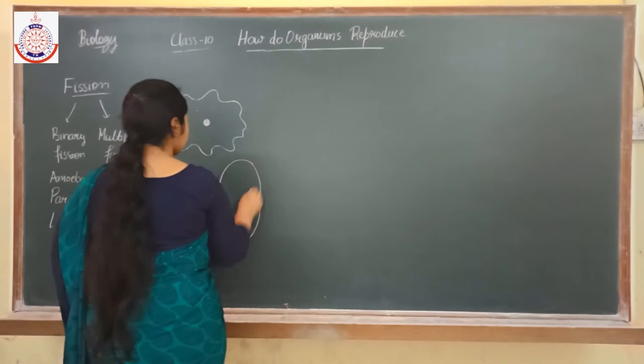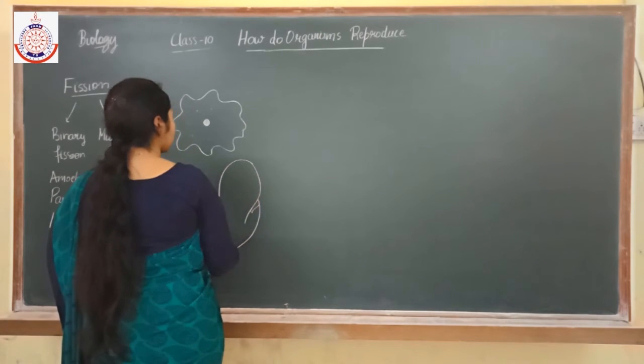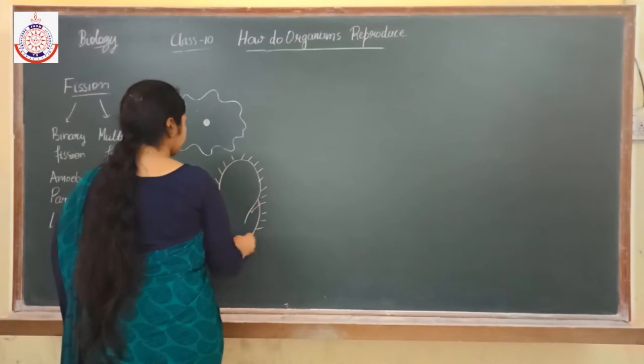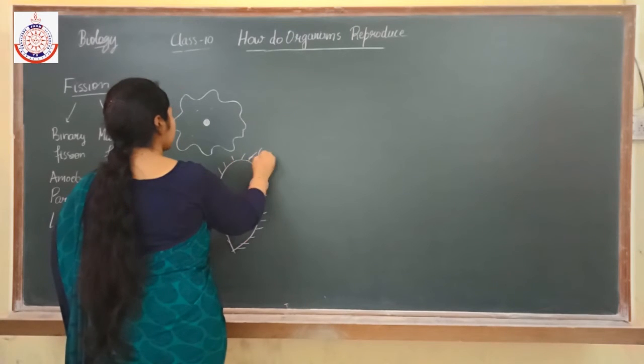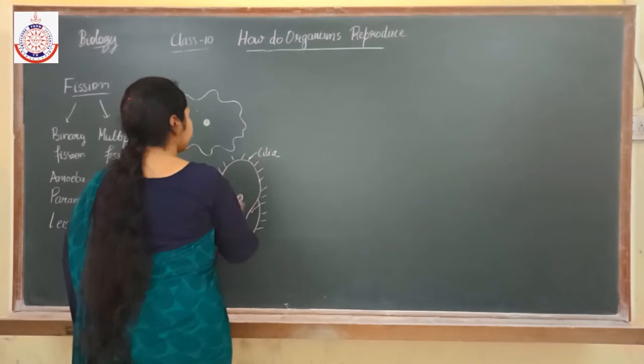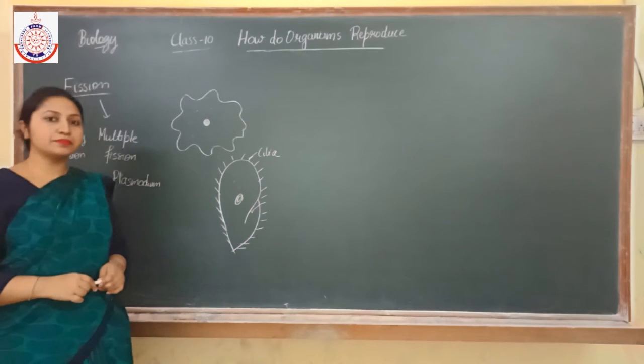Like this. And this is the mouth here, having the cilia over it. This is having the cilia. In between, the nucleus is present.